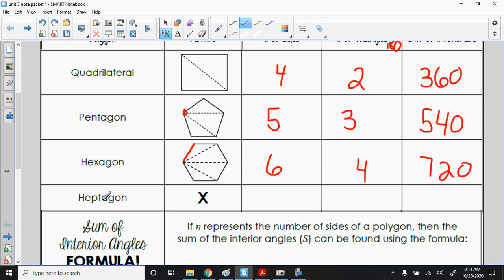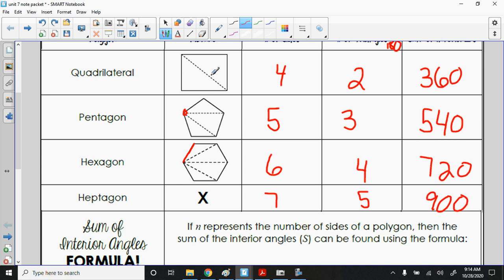So heptagon, you're probably not too familiar with a heptagon. We don't really use a heptagon too often. You've maybe not even ever seen this word before. That's 7 sides. And yes, hope you're catching a pattern. I'll continue it. It does have 5 triangles inside it. And I would take 5 times 180, and I'd get 900.